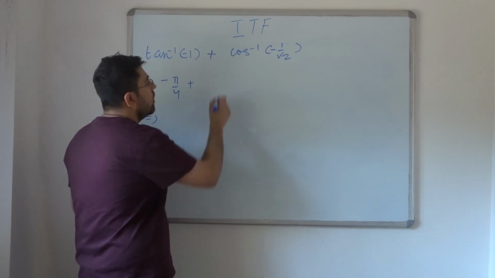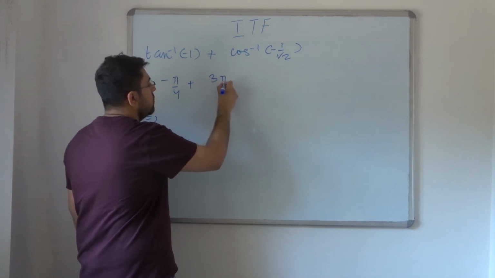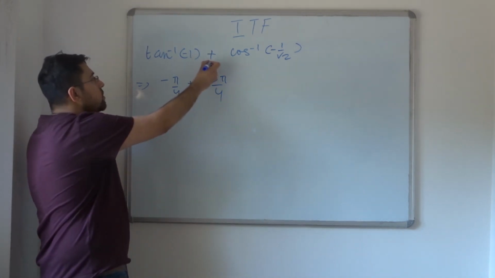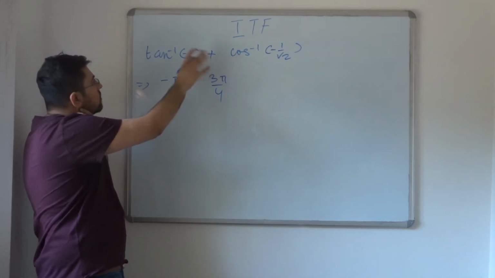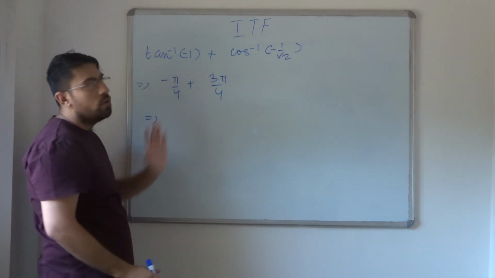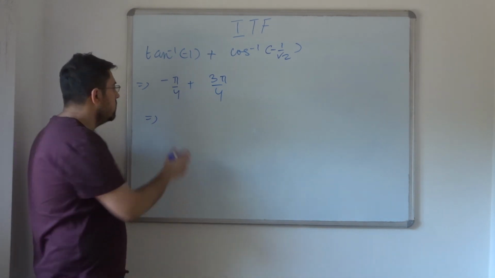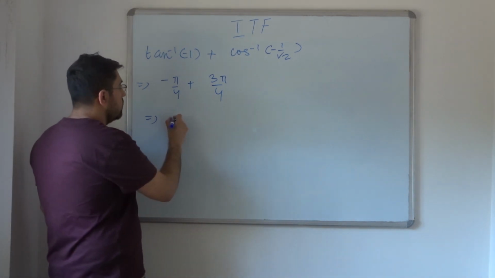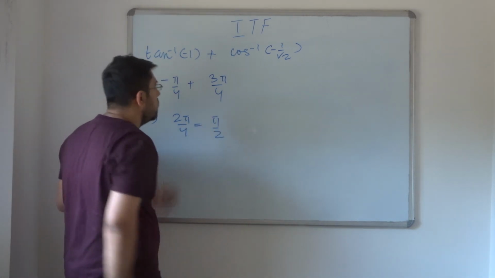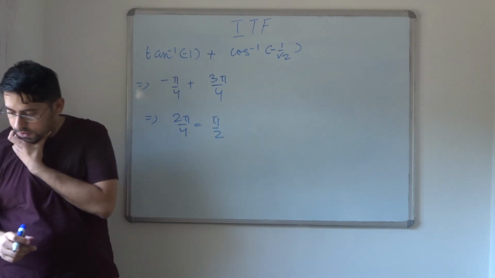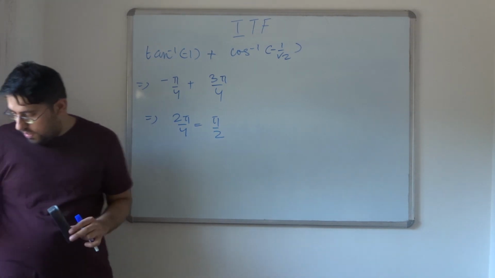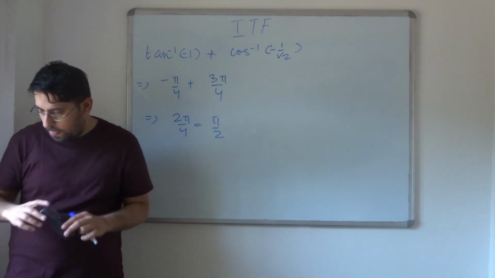So here what will you have? You will have 3 pi by 4. I just explained to you why you would have 3 pi by 4. Now this is an operation, right? You will have to carry out this operation. If you don't carry out this operation, you're going to violate the rules of maths. So basically, now what happens, guys? Now you have 2 pi upon 4. So pi upon 2 is your answer. That's it.